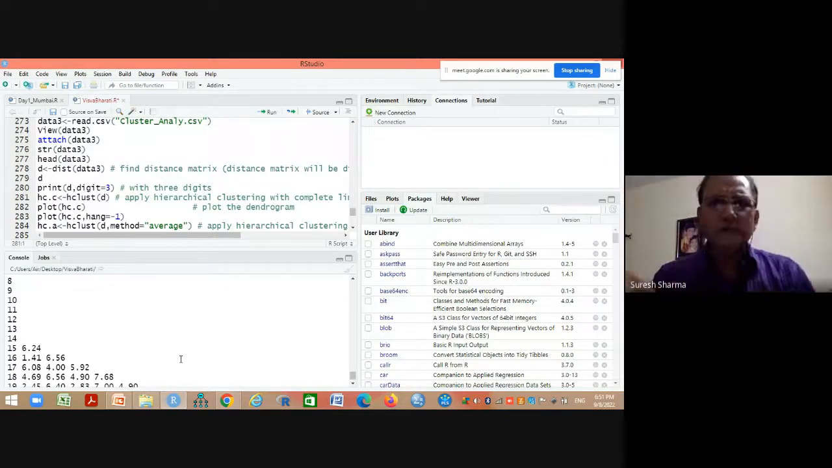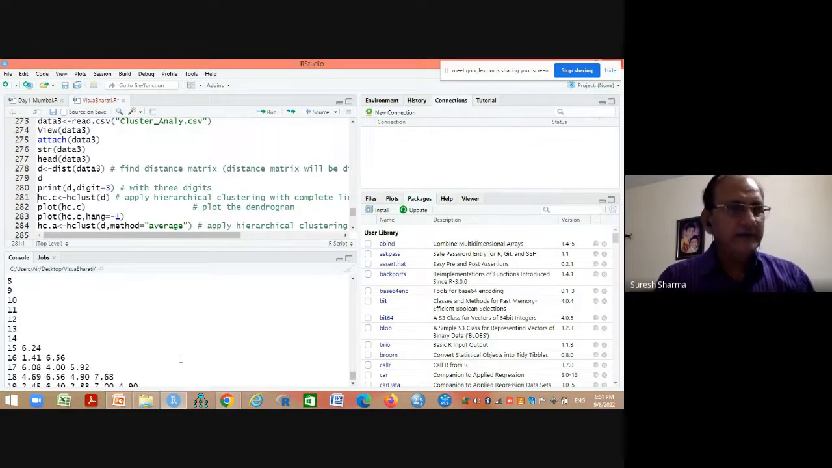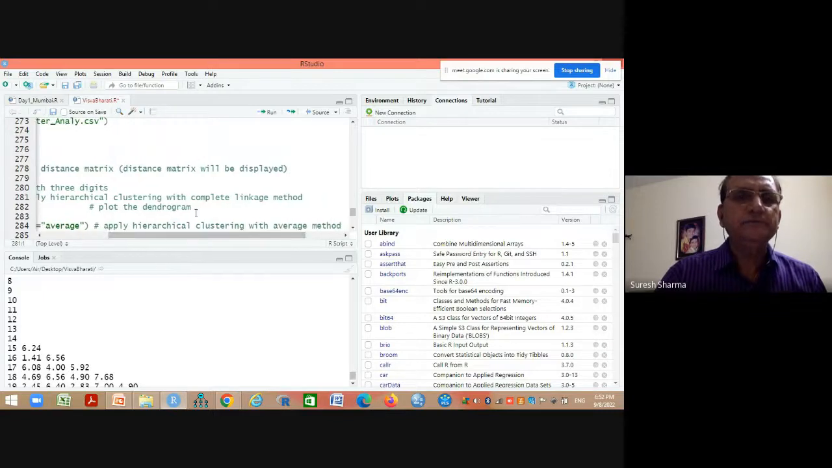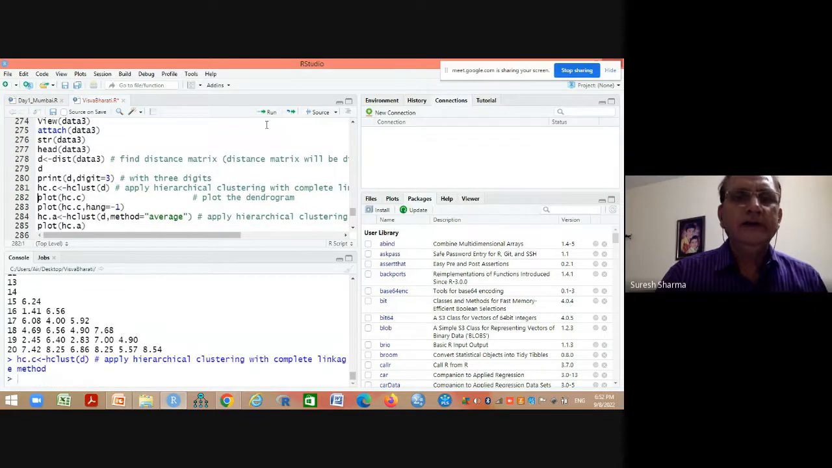plus, you will not have to see this actually, because you will get the dendrogram. That will give you a very, very clear picture. This is just from a computation point of view, right? So you will see that 14 and 16 will be combined at the first stage. So apply hierarchical clustering. I have written the comment. Apply hierarchical clustering with complete linkage method. So if you apply hierarchical clustering, you will get this.